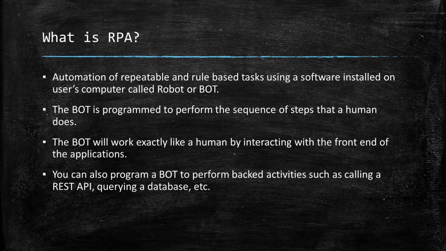RPA refers to the automation of repeatable and rule-based tasks using software which is installed on a computer called a robot, or simply a bot. The bot is programmed to perform the sequence of steps that a human does, and it is mostly done on the front end of the application just like a human would do, unlike traditional automation solutions where coding is done to have the processes executed in the back end.